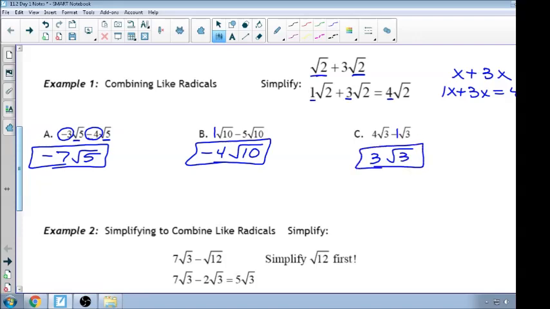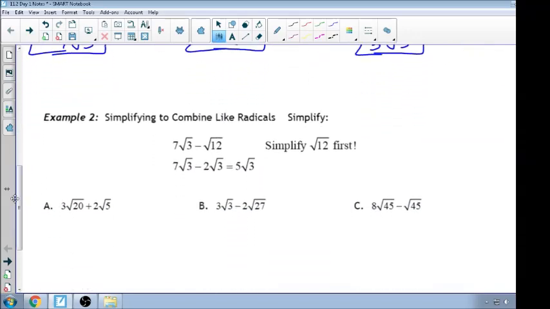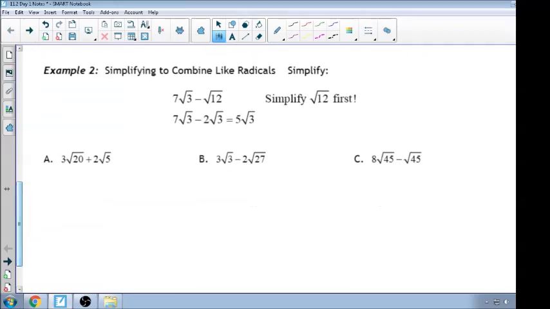What you need to remember is if these radicals can be simplified, you need to go ahead and simplify them. Even if they are like radicals, you need to go ahead and put them in simplest form. So let's look at example 2, where we will simplify to turn them into like radicals, which will allow us to then combine them like we just did on the last section.